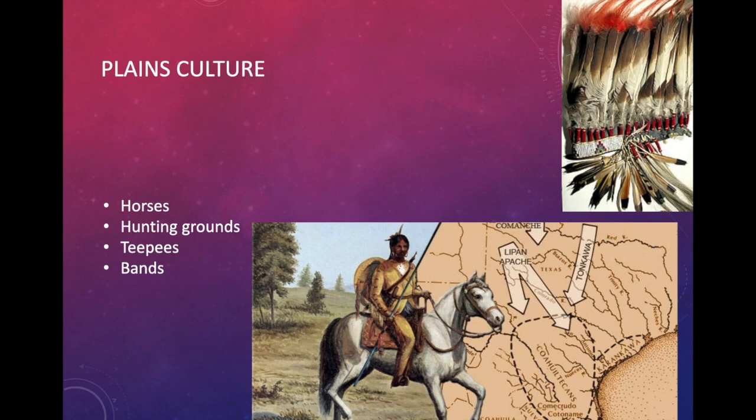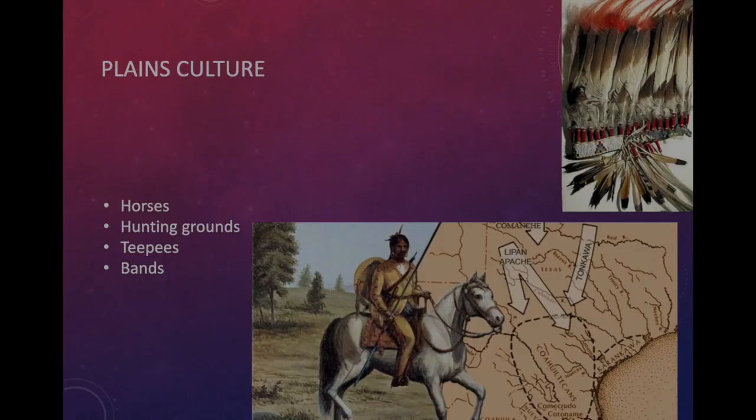The next group is the Plains culture. Their way of life was centered around four main things: horses, hunting grounds, teepees, and hunting bands. So horses, they trained their horses, they domesticated them and used them in a way that made them dominate the plains. They will have traditional hunting grounds where they hunt buffalo. Their houses will be teepees, and they will have a culture where they train to be warriors in these groups or bands of young men.